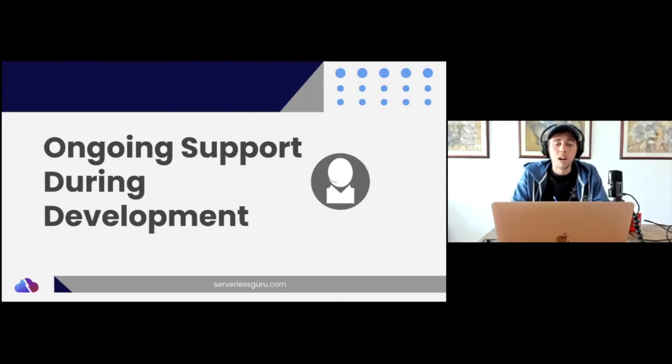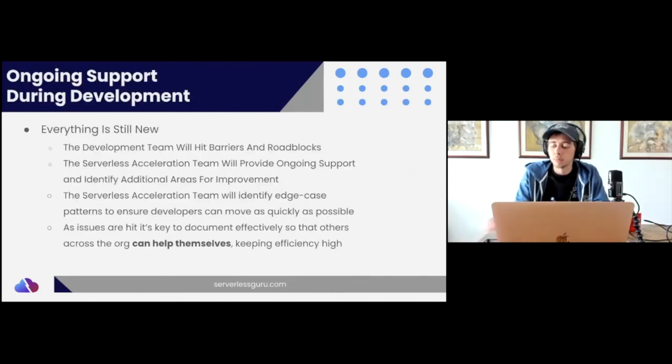While this is happening, ongoing support is very key. And so we can see here, everything is still new. There's going to be roadblocks that get hit. The serverless acceleration team is going to provide ongoing support and identify areas for improvement. If everybody's running into the same type of things, say it turns out no one understands API gateway caching, okay, great. Let's create a training around it. Let's schedule a session with the entire team. Let's make sure that everyone has information about this topic. And then later on, it could be something else.